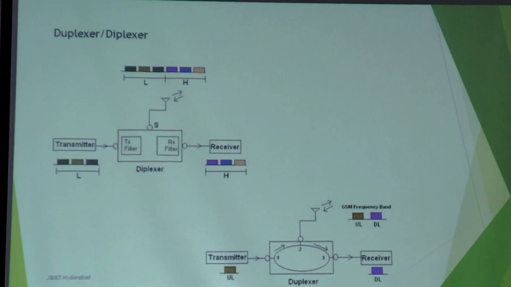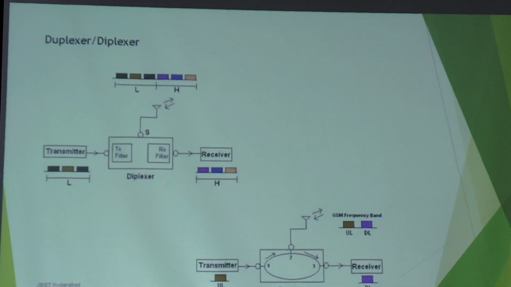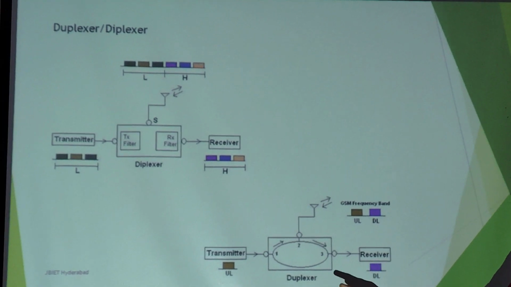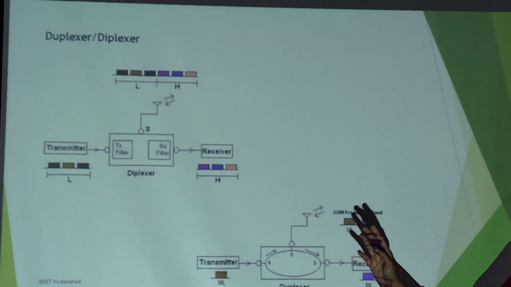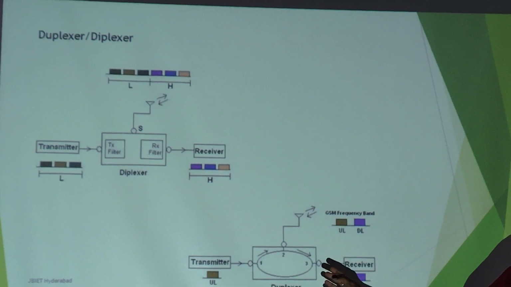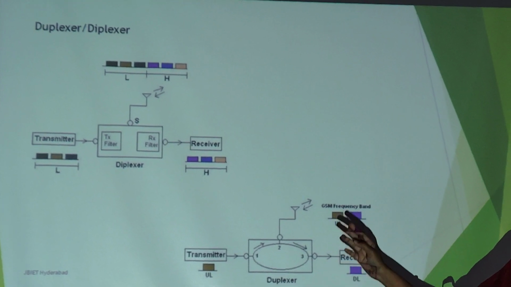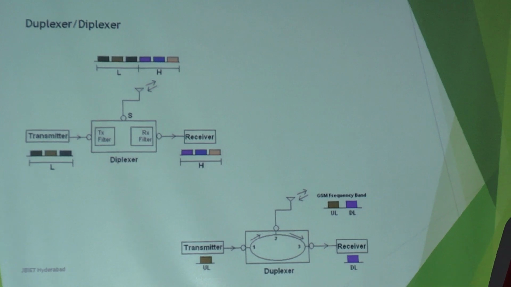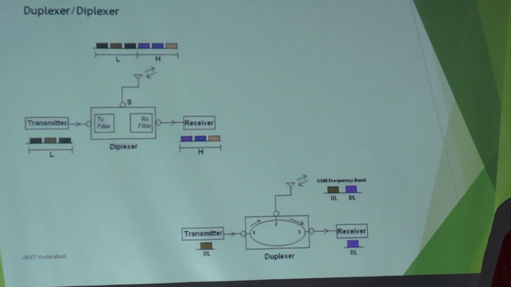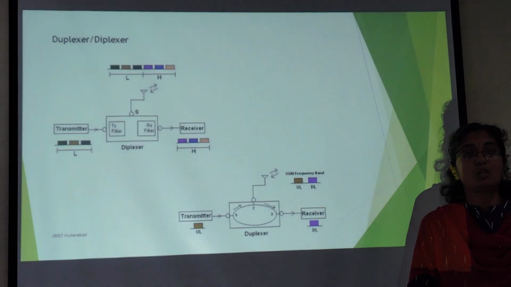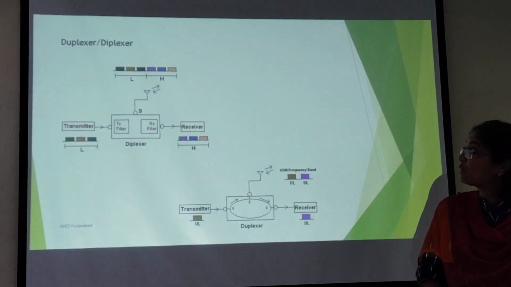So what is the main purpose of a duplexer? A duplexer separates the signals, the transmitter and receiving signals, by allowing different paths for them. And a diplexer separates the signals based upon the signal frequency. So this is the main difference between a duplexer and a diplexer.